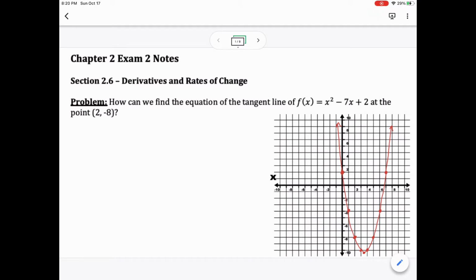And so at the beginning here, I want to pose a problem to you, one similar to how we started the last unit. How can we find the equation of the tangent line of the given equation x squared minus 7x plus 2 at the point 2 comma negative 8? Now I've already graphed it for us. If we thought about this like x squared at the point 1, 1 like we did in the last unit, we had to pick points on the graph, on the actual parabola, find those secant lines and work our way back, right?